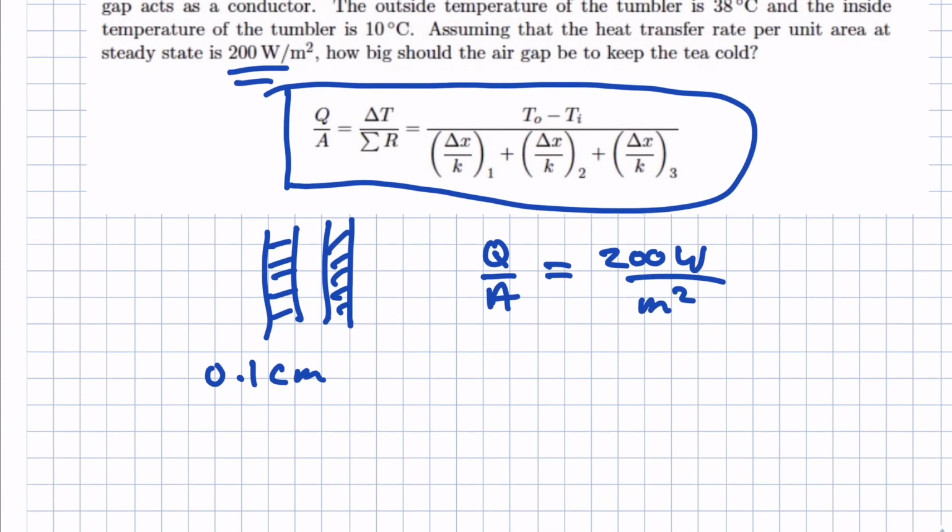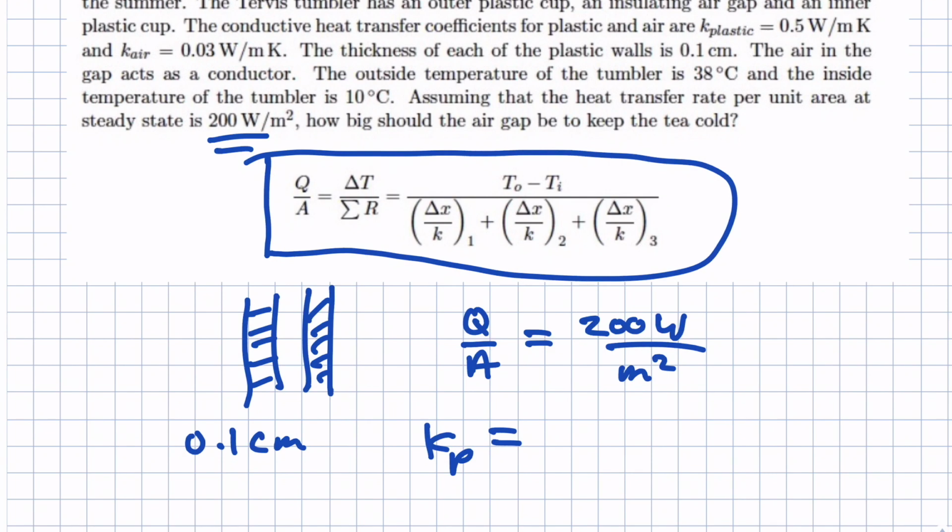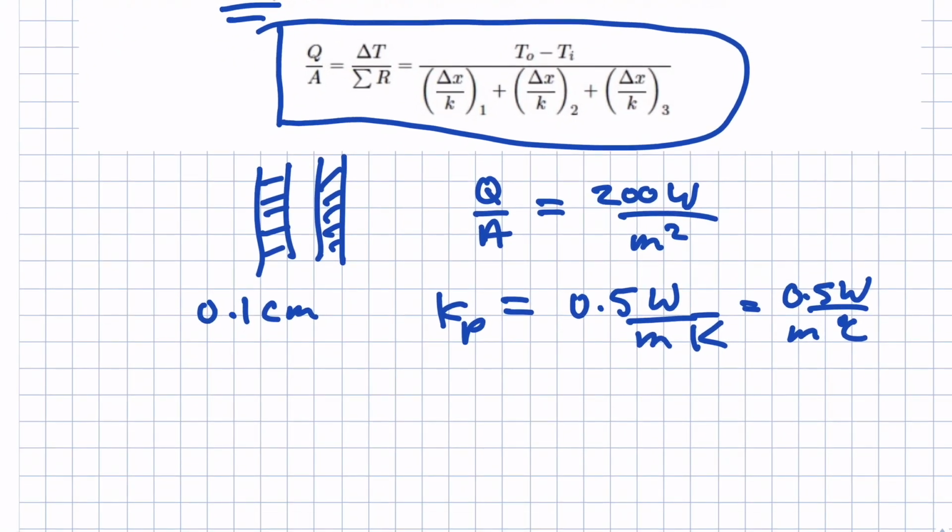All right, and then we also know some constants. We know the thermal conductivity coefficient for air and for plastic. For plastic, it's 0.5 watts per meter per degree Kelvin. And remember, Kelvin and Celsius have the same degree size, so that's equivalent to 0.5 watts per meter per degree C. Okay? The reason that's significant is we need to pay attention to the units.